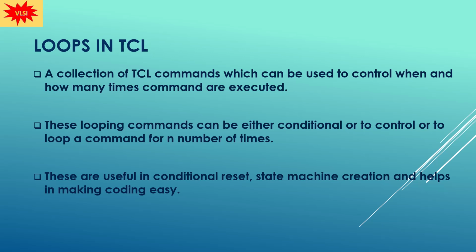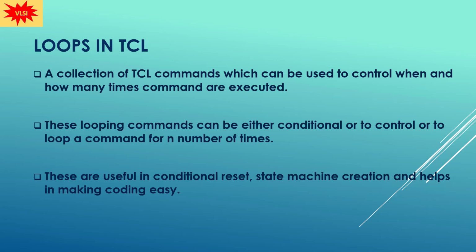So what are basically loops in Tcl? It's a collection of Tcl commands which can be used to control when and how many times a command needs to be executed. So let's say you have to execute a command for a particular number of times, or you have to execute a command when a certain condition is fulfilled. In that case, we use loops in Tcl. As I told, these commands can be either conditional or to control a loop, to perform a command for n number of times.